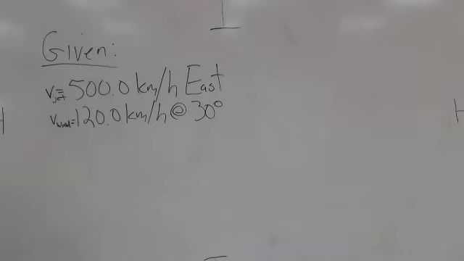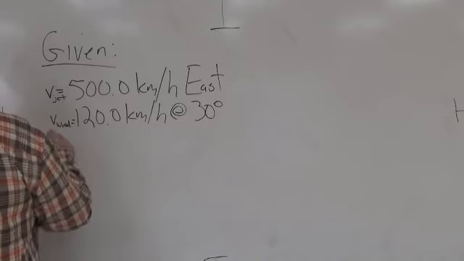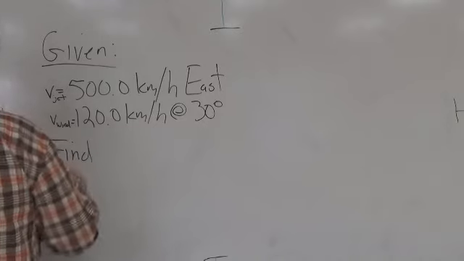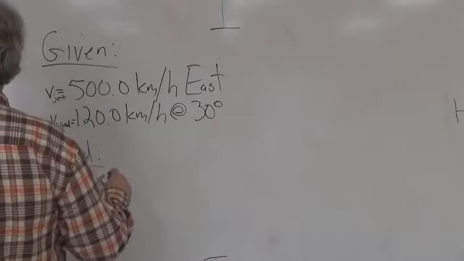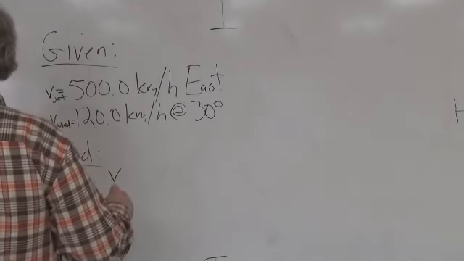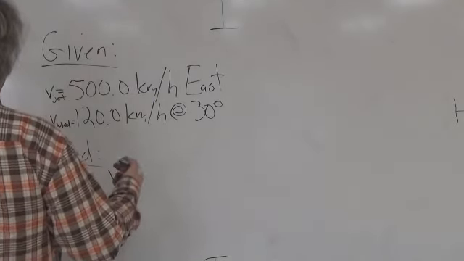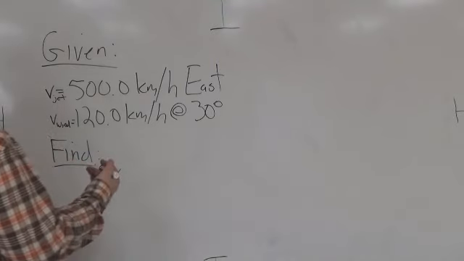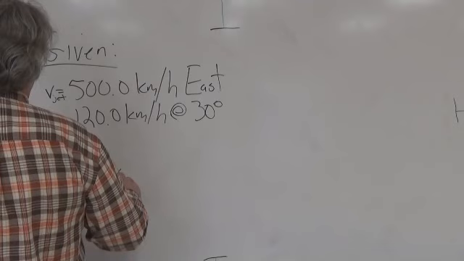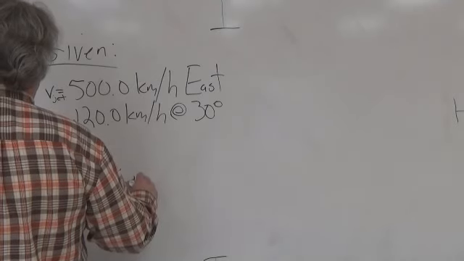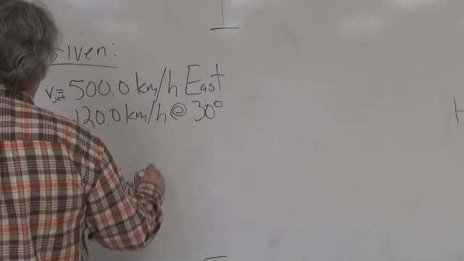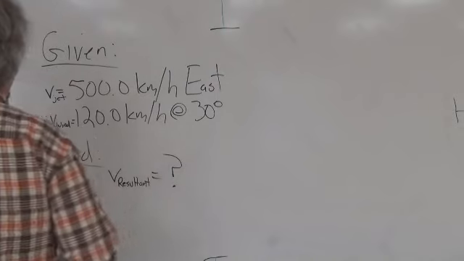So they want to know what is the speed of the aircraft relative to the ground. So relative to the ground, how fast is the aircraft going? So we want to know what the find is. We're looking for the speed of the aircraft with the wind involved. So we're going to say the resulting velocity, so we'll say the resultant. We want to know what the velocity of this resultant is.